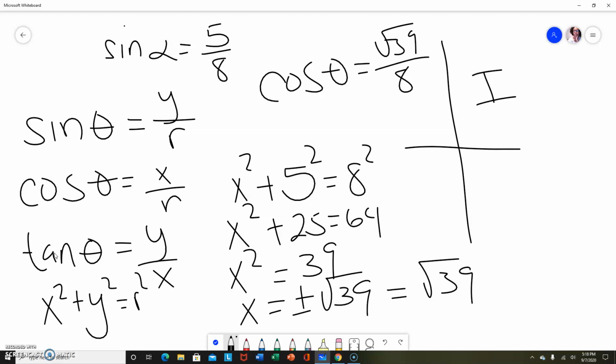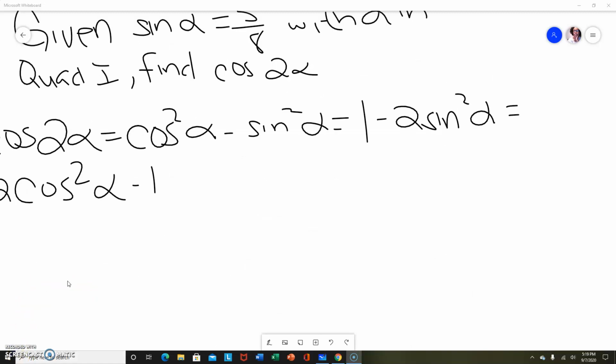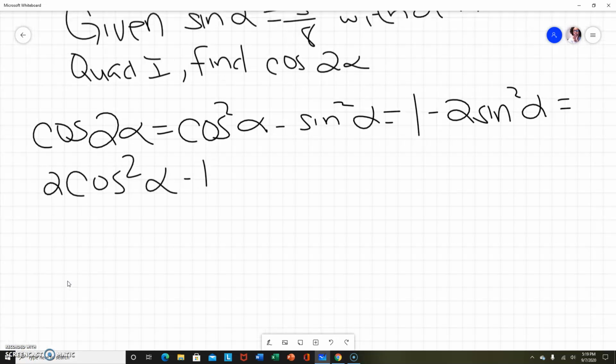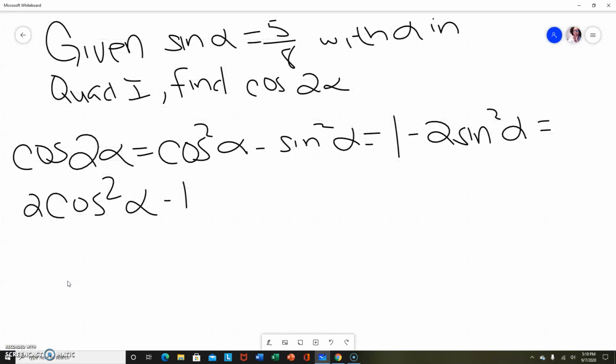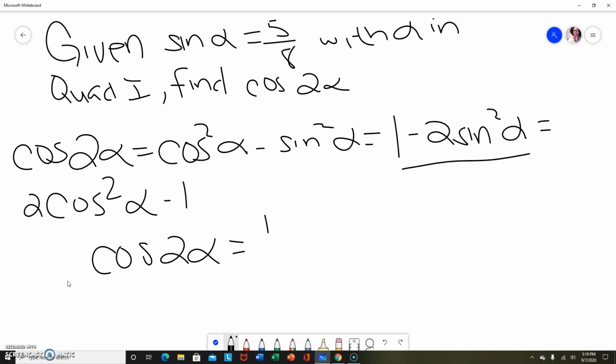So we know that cosine of our angle is equal to root 39 over 8. We can use that if we wanted to in our formula. So let's go back to our other page. Like I said, we don't have to use it at all. We can take our formula here and plug it in. So we know that cosine 2 alpha is equal to 1 minus 2 times our sine, 5 over 8, squared.